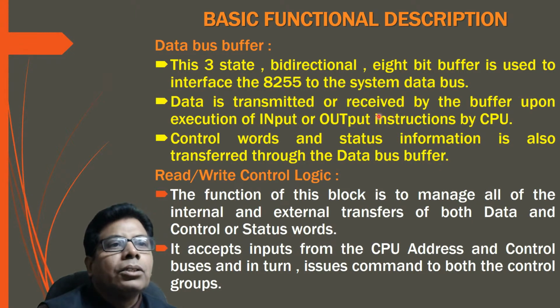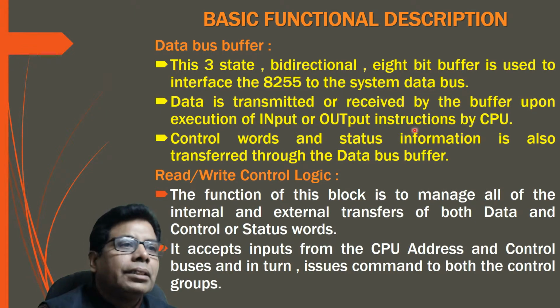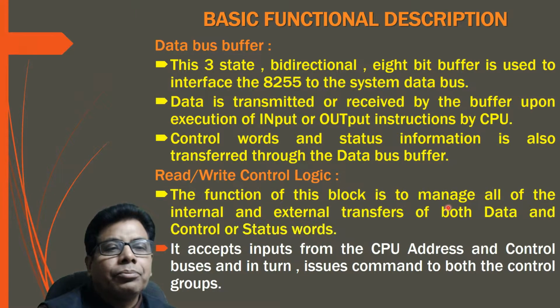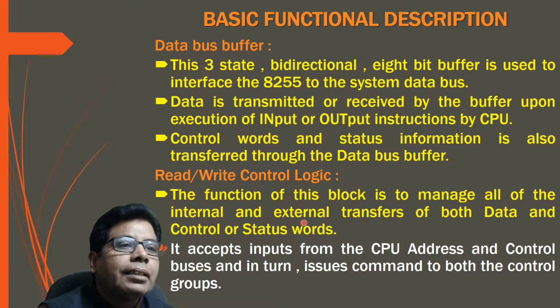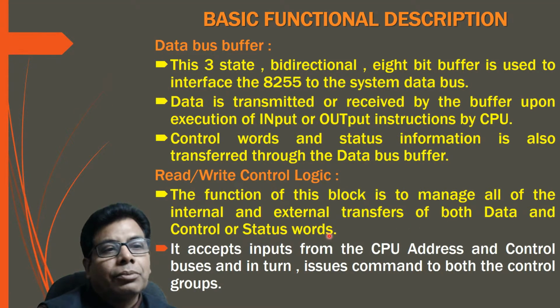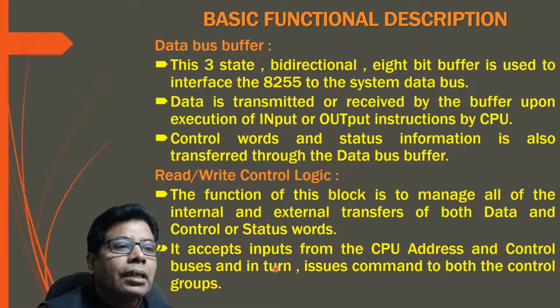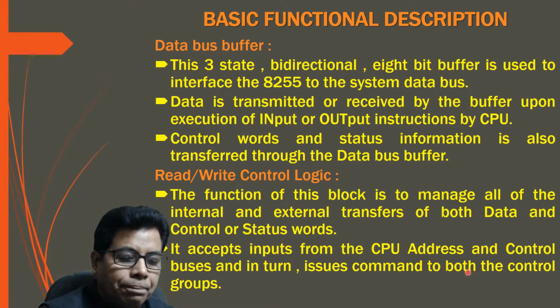It is connected to the system data bus D0 to D7. Then next is read write control logic. The function of this block is to manage all of the internal and external transfers of both data and control or status words. So it accepts input from CPU address and control buses and in turn issues command to both the control groups. So that is the main function of the read write control logic. It will issue command to both the control groups, group A and group B.